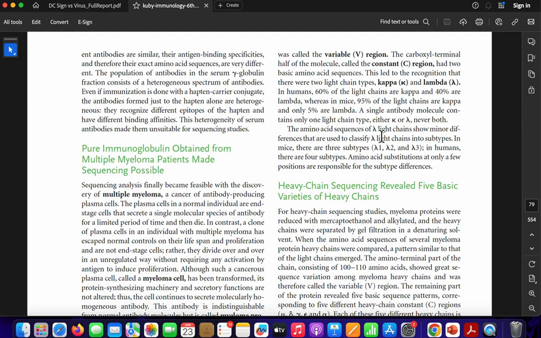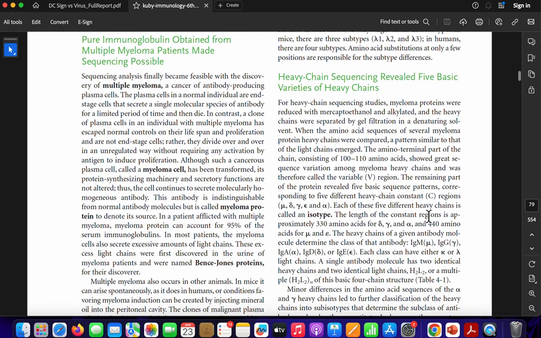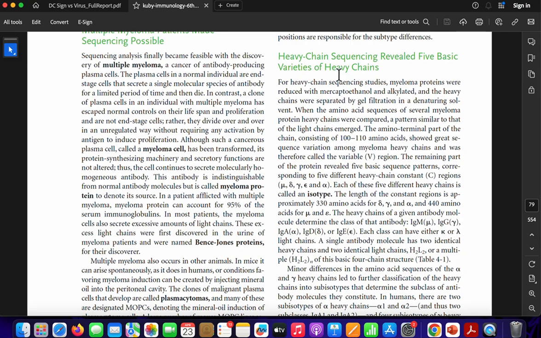The amino acid sequences of lambda light chains show minor differences that are used to classify lambda light chains into subtypes. In mice, there are three subtypes: lambda 1, lambda 2, lambda 3. In humans, there are four subtypes. So, heavy chain sequencing revealed five basic varieties of heavy chains.